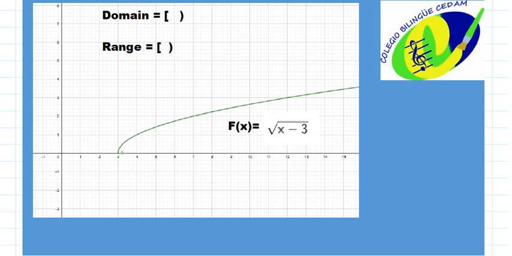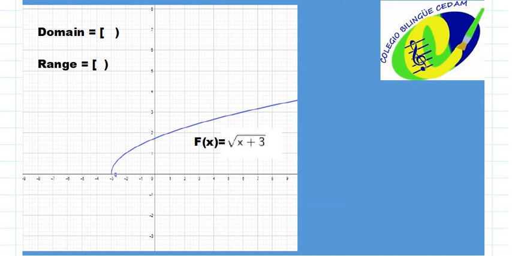Interpreting this graph, we can find the domain and the range. The domain starts at 3 until infinite. Now, the range starts at 0 until infinite. So the domain is [3, infinite). And what about the range? As I told you, it starts at 0 and goes until infinite. That is the domain and the range of this function.